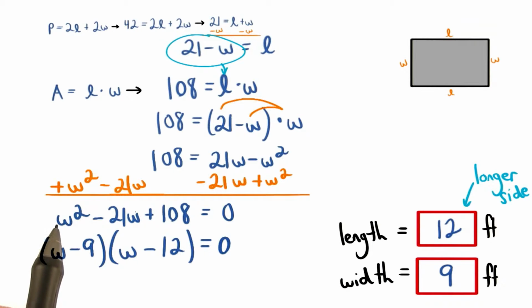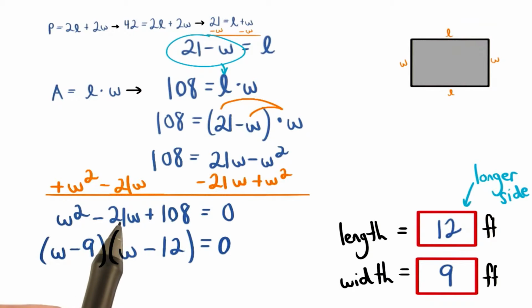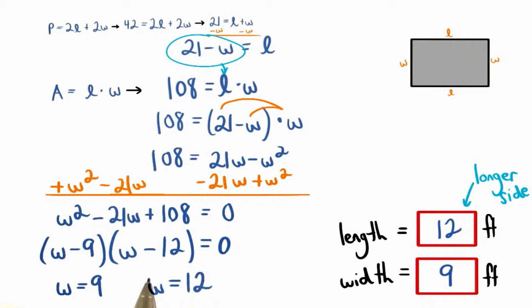We want to find factors of 1 times 108, or just 108, that sum to negative 21. Those two factors are negative 9 and negative 12. If we set each factor equal to 0, then we know that W could equal positive 9 or W can equal positive 12. And maybe this is where you might have gotten confused. We have the width can equal 9 or the width can equal 12.